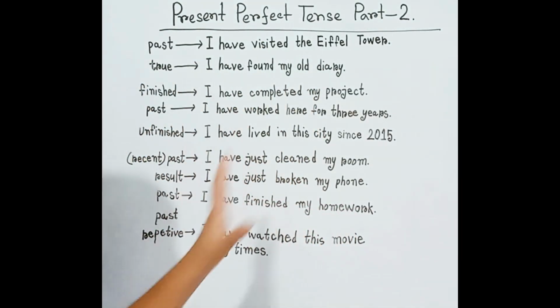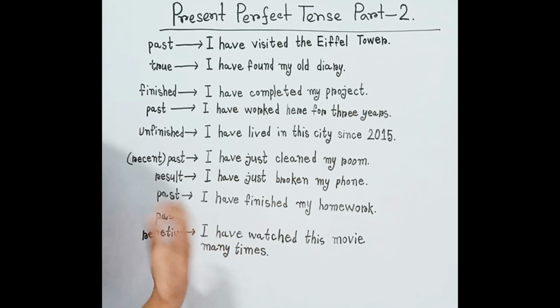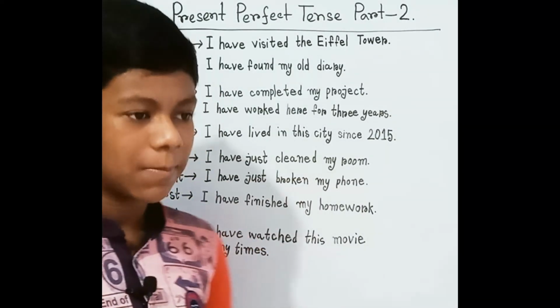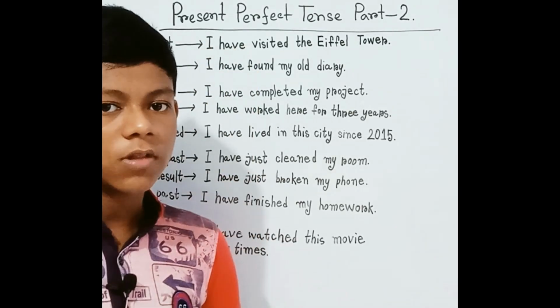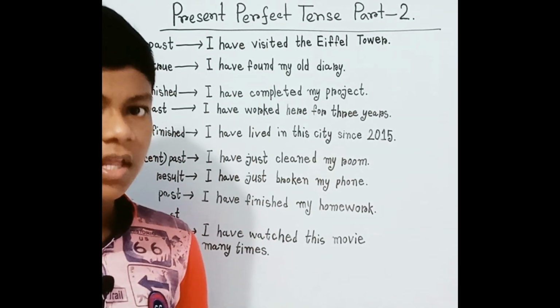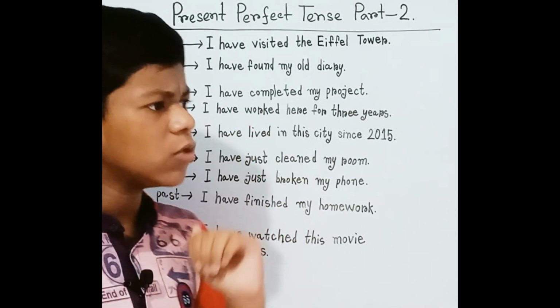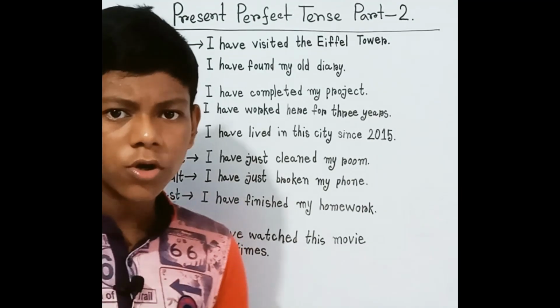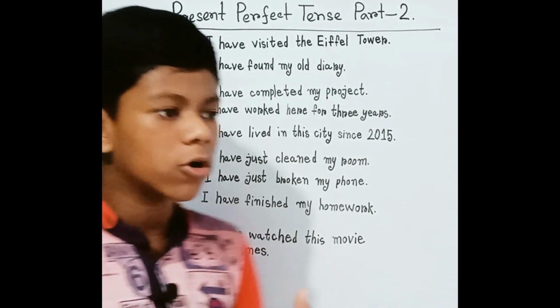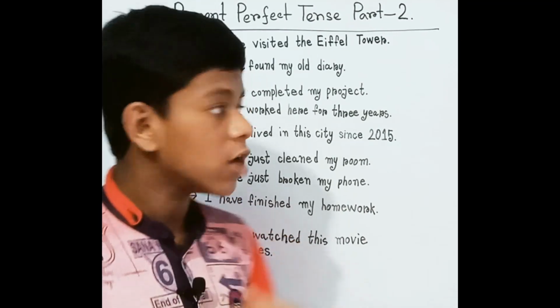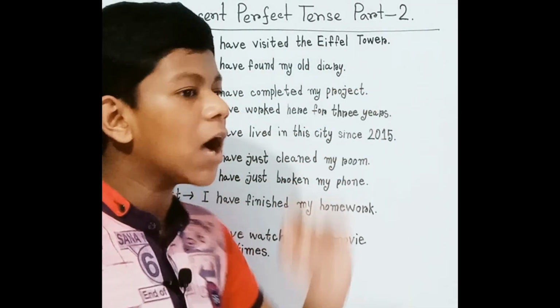So here we are looking at some major situations, and these are the common ones for the present perfect tense. So let's start from here. Past. When something happened in the past, we generally use the present perfect tense. For example, if anyone asks you, would you like to go to Eiffel Tower with me? You can say, oh, sorry, I have gone there. I have visited the Eiffel Tower.